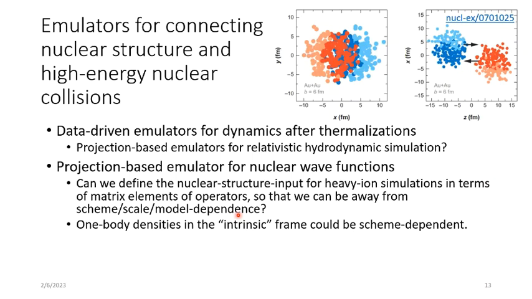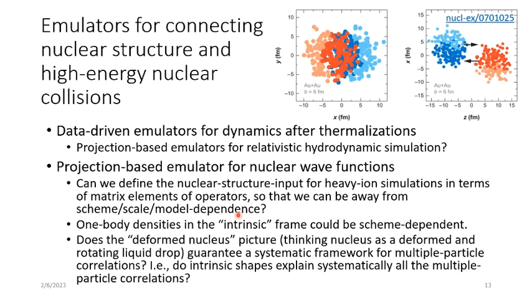The other thing is that people are comfortable right now with thinking about a deformed rotating liquid drop. It is deformed in the intrinsic frame, and the frame rotates isotropically in free space in the lab frame, right? But the question is, can this approach actually explain systematically all the multiple particle correlations? It's not clear to me that it does.